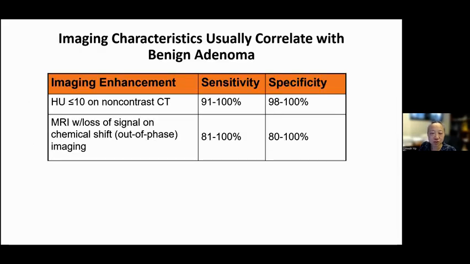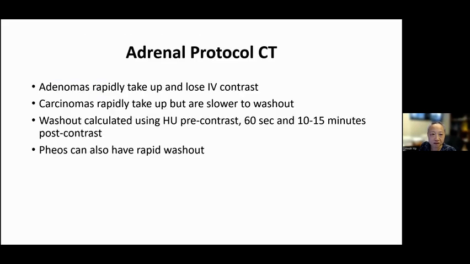The two catchphrases that I like to see are Hounsfield units less than 10 on non-contrast CT. This is highly sensitive and specific for a benign adenoma. And then on MRI, you like to see this loss of signal on chemical shift or out-of-phase imaging. This is also looking at similar features, which is looking at the proportion of lipid cells within the adrenal.